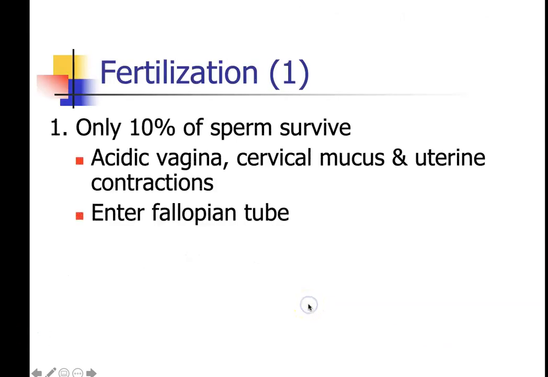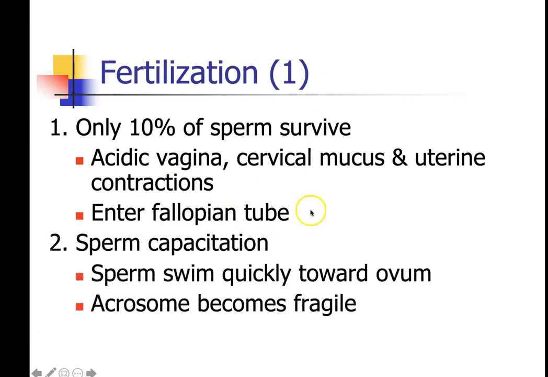Okay, so what's happening here at fertilization? Well, in the vagina, only about 10% that make it into there survive. This is because the vagina is very acidic, and there's cervical mucus and uterine contractions also that are relatively inhospitable to sperm. And so there's a really complex chemical interaction between sperm and vaginal mucus and vaginal acid. That's pretty interesting, and we're learning more and more about it as we think about things like IVF technology, right? So only about 10% of the sperm are going to survive.